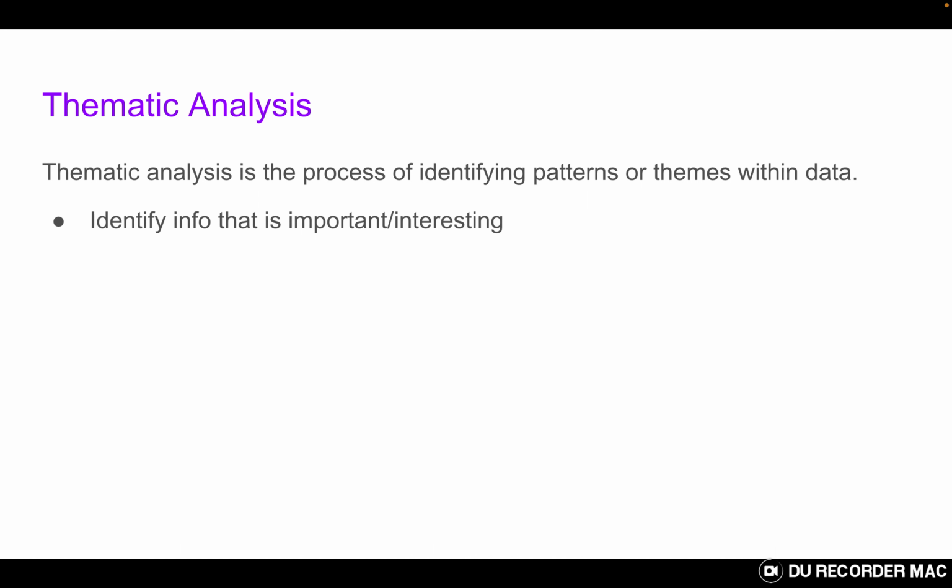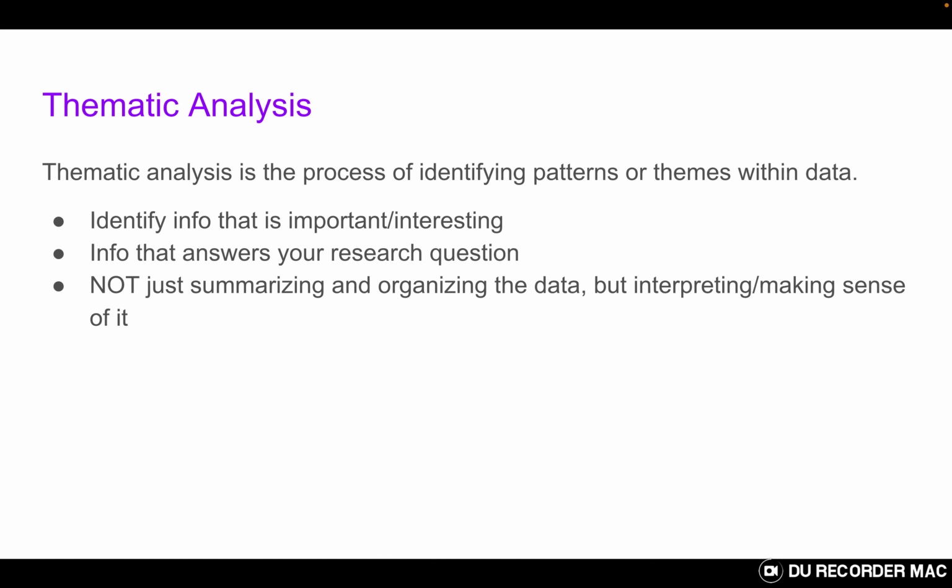So you want to identify any information that is important or interesting to you. Again, anything that stands out to you as it relates to the issue and how to solve it. Again, information that answers your research question, how can we solve this issue? So any themes or patterns that you can identify that relate to solving the issue, you might want to make note of. And again, you are not just summarizing and organizing the data, but you are interpreting it and making sense of it to someone who hasn't seen it before. Tell us the story that the data is revealing to you.